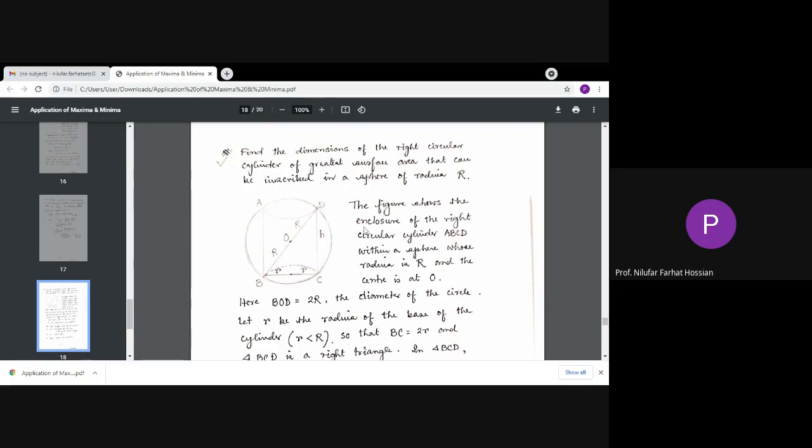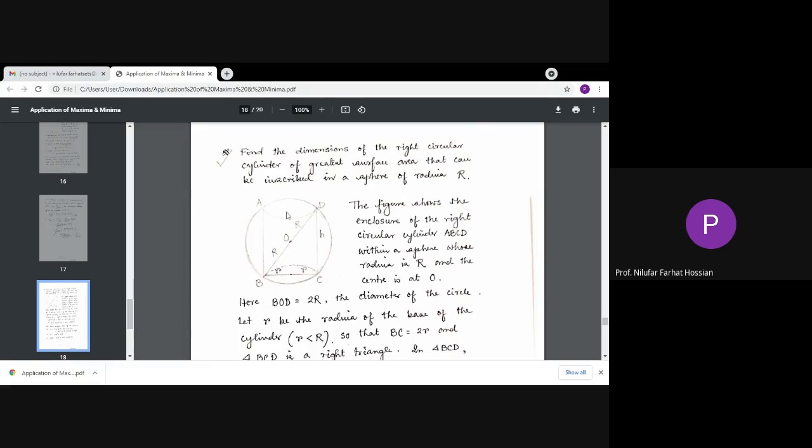So here the figure shows the circle with radius R and the center at O. And you have a right circular cylinder, not a rectangle. We have to put this cylinder inside the sphere. The cylinder should be inscribed within the sphere, not circle, I'm sorry. It is a solid figure, a right circular cylinder and a sphere. The sphere has the center at O and the radius is R, and the cylinder should be inscribed within this sphere.